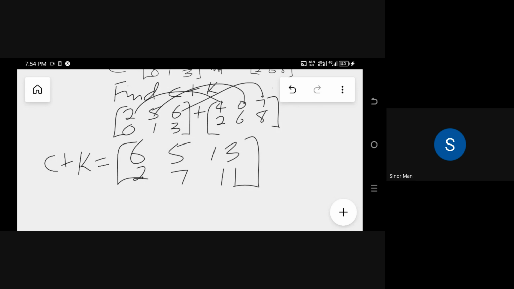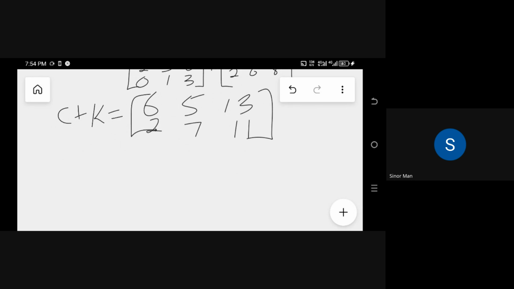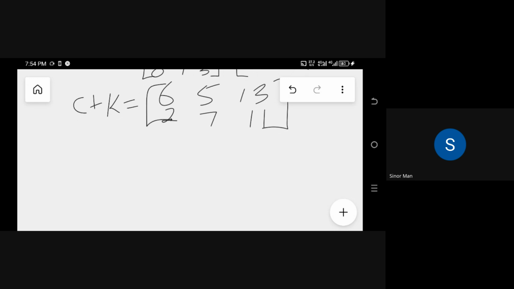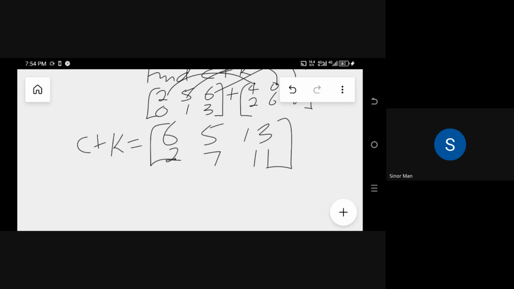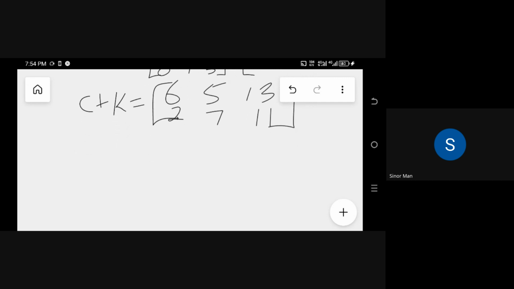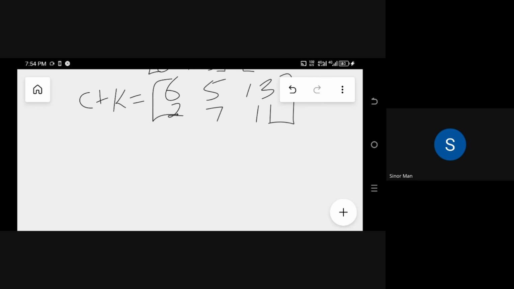Now take note, two or more matrices can only add up or be subtracted from each other if they possess the same number of elements. And not just the same number of elements, if the two matrices are of the same order. So for instance, a 2 by 3 matrix cannot add up to a 2 by 2 matrix. Look at what I'm trying to say. Let's try to look at this now.